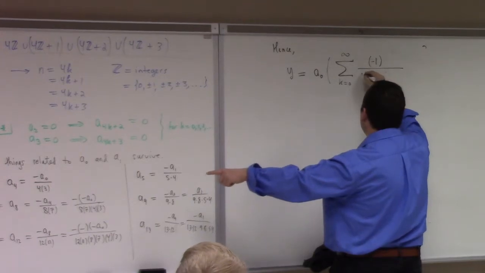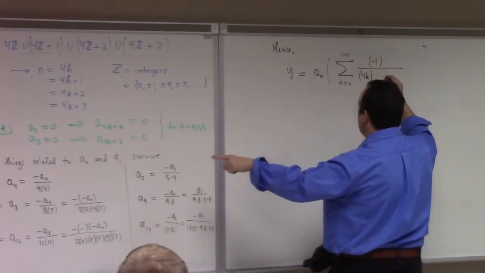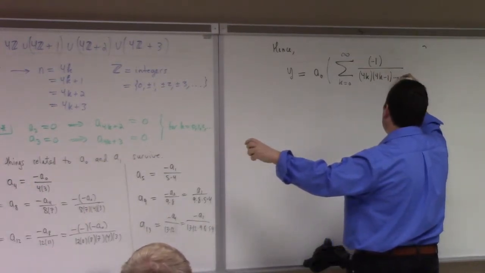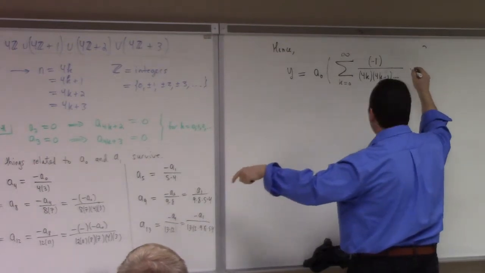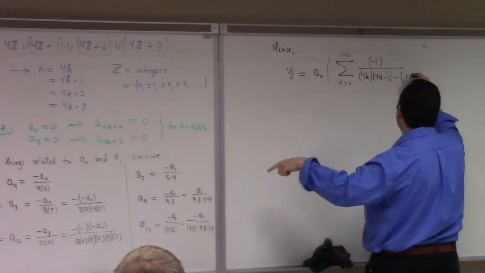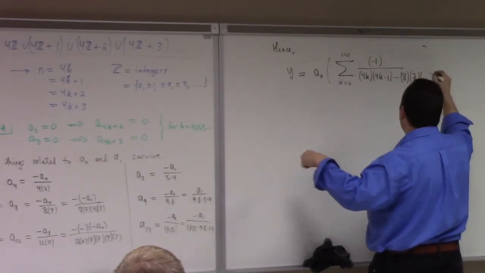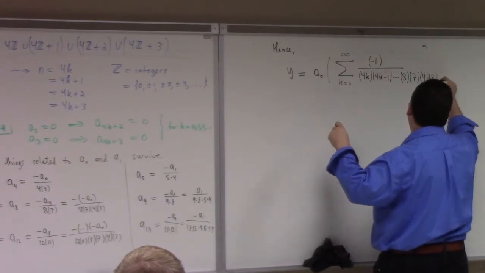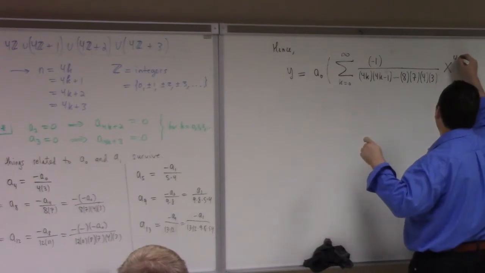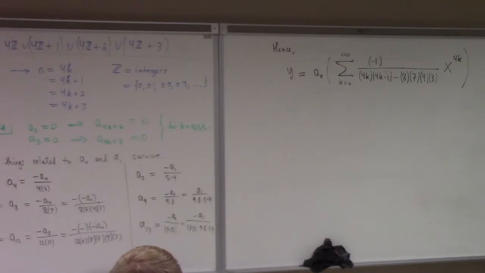Downstairs, we've definitely got 4k, right? We've got 4k times 4k minus 1 times, in principle, 8 times 7 times 4 times 3, x to the power 4k, minus 1 to the what?